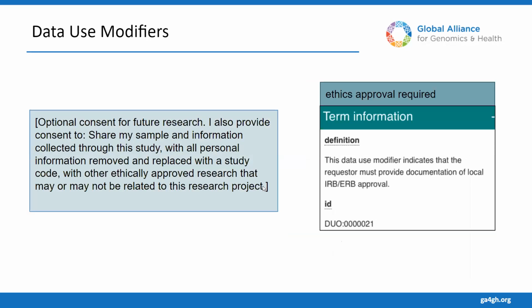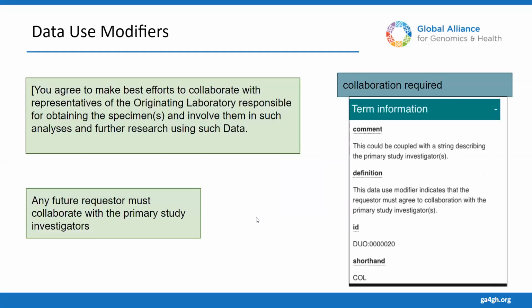Okay, so this data modifier is ethics approval required, and that indicates that the requester must provide some evidence of ethics approval for the study they intend to conduct using the data. Another example of that would be, "I also provide consent to share my sample and information collected through the study with all personal information removed with other ethically approved research that may or may not be related to this research project." So again, the data use permission here would be general research use, and then it should be ethically approved. Next slide, please.